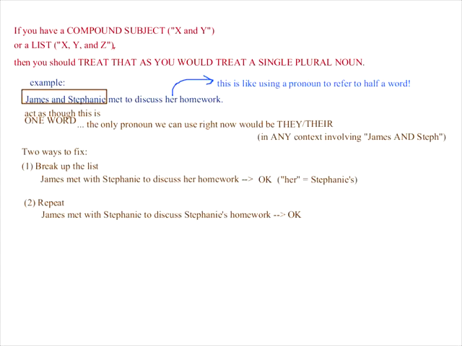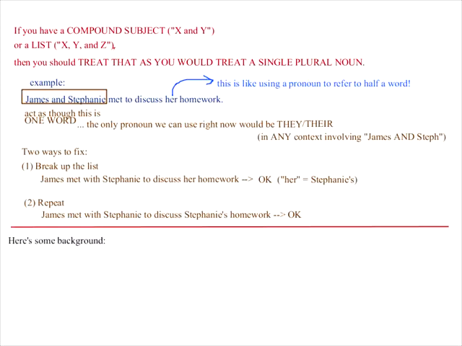Okay, so let's talk about this. Here's a little bit of background. Let's say that Professor X won a Nobel Prize, and that Professors X and Y are standing on a stage. Okay, there's your context. Here's your sentence.